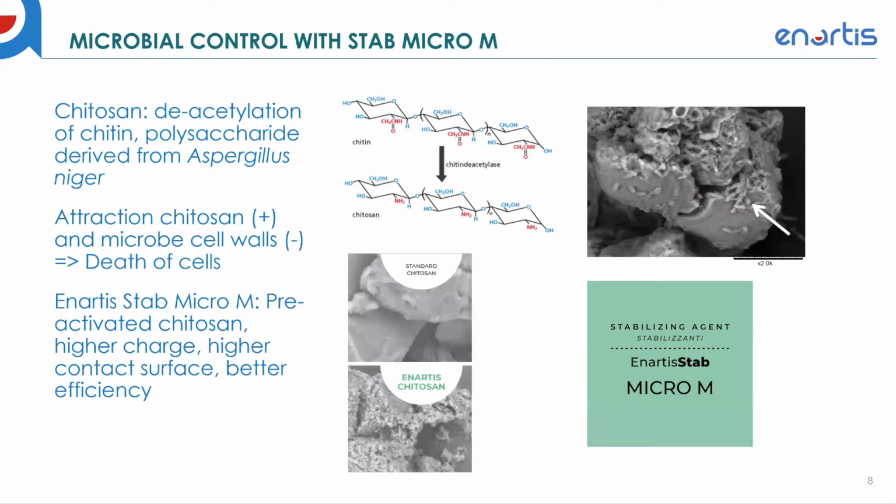Anartis has a version of chitosan called pre-activated chitosan, and the name of it is Anartis Stab Micro M. The way we prepare our chitosan is that we go through an extra step of acidification and grinding. You can see in the picture that a standard chitosan has a surface that's a little bit more smooth and flat. The way we make our enological chitosan, it's ground and acidified to make a more charge-dense surface, one that's more lethal to bacteria and yeast. So Stab Micro M is the name of our commercial version of chitosan.